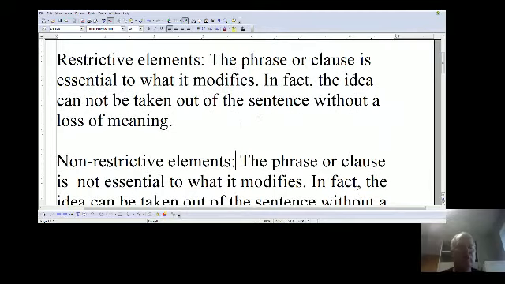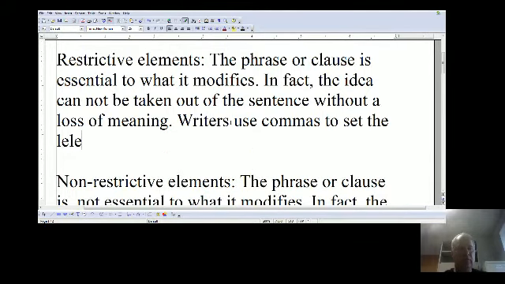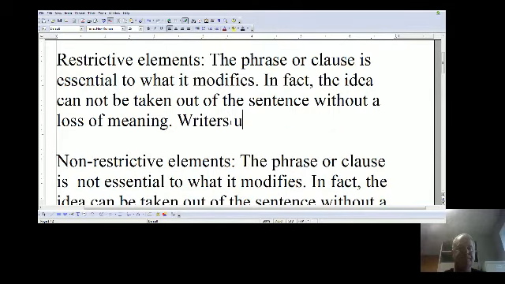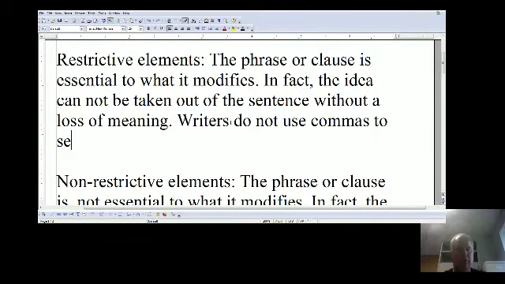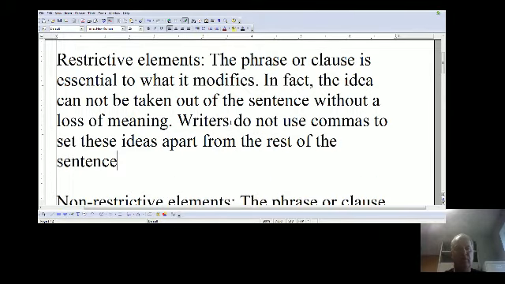Now, with restrictive elements, writers do not use commas to set these ideas apart from the rest of the sentence. That's what you want to remember.